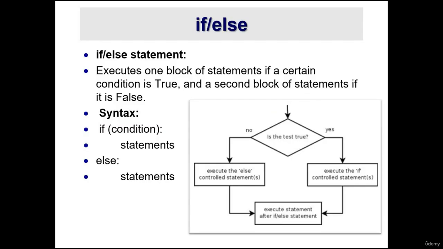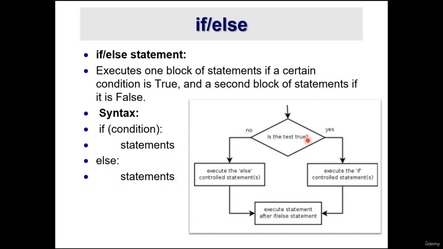Okay guys, so now I am moving to the if and else statement. First we studied only the if statement. Now we are going to study the else statement. It executes one block of statements if a certain condition is true and a second block of statements if it is false, which means that if the condition is satisfied, then this block of statements will be executed. If the condition is not satisfied, or if the condition is false, then the else part will be executed, right? So let's see the flowchart.